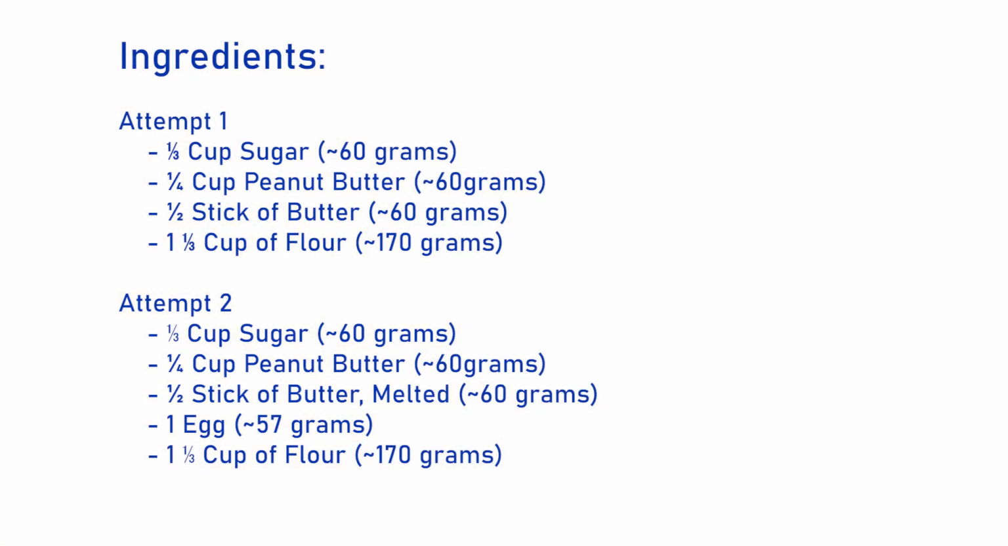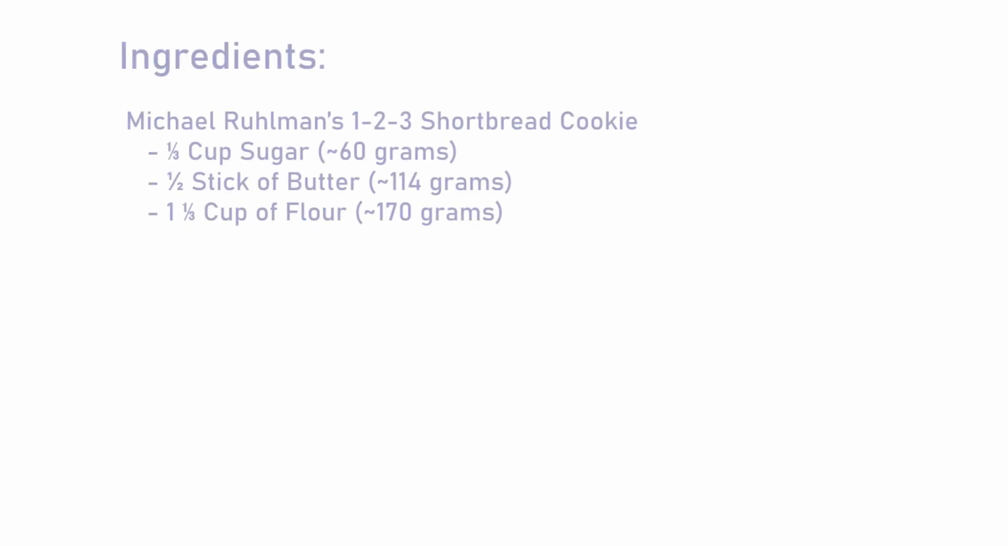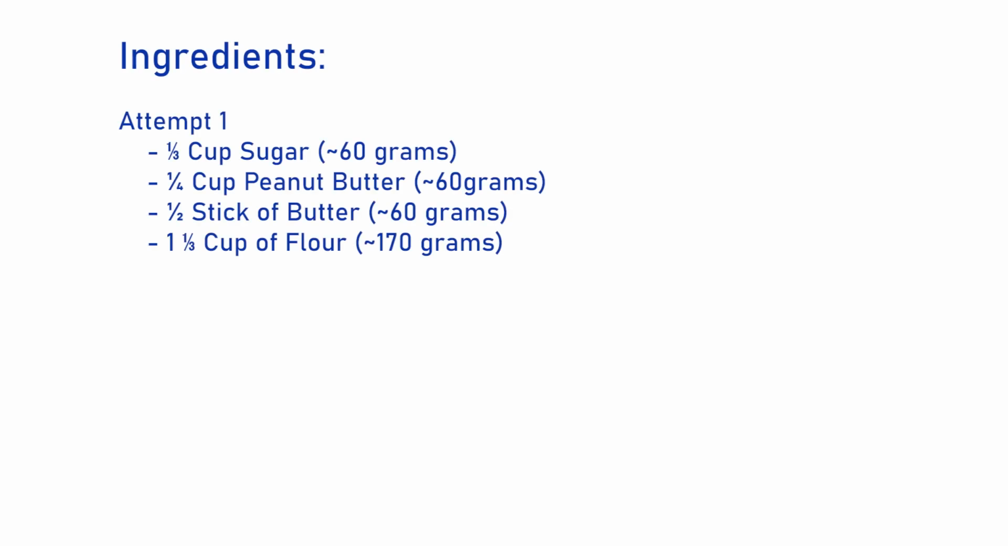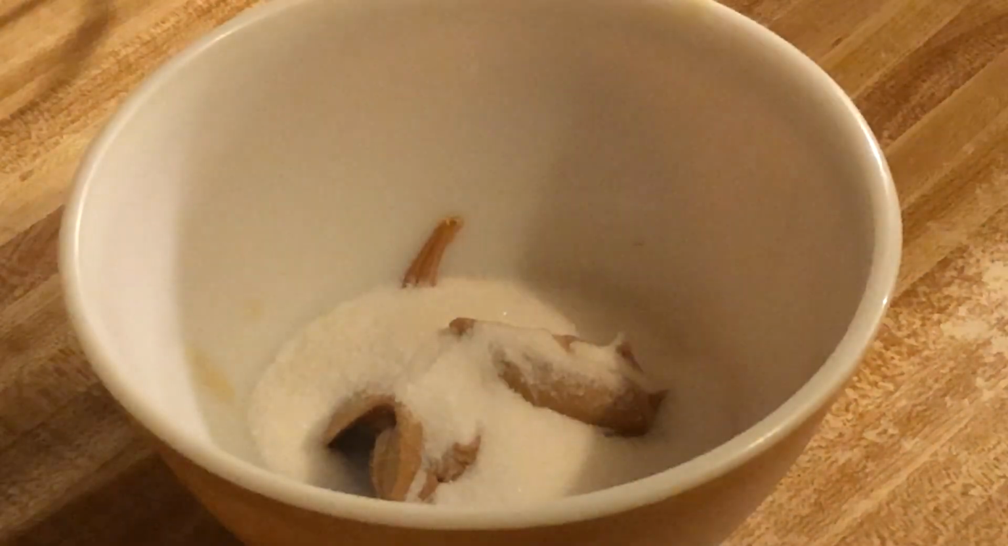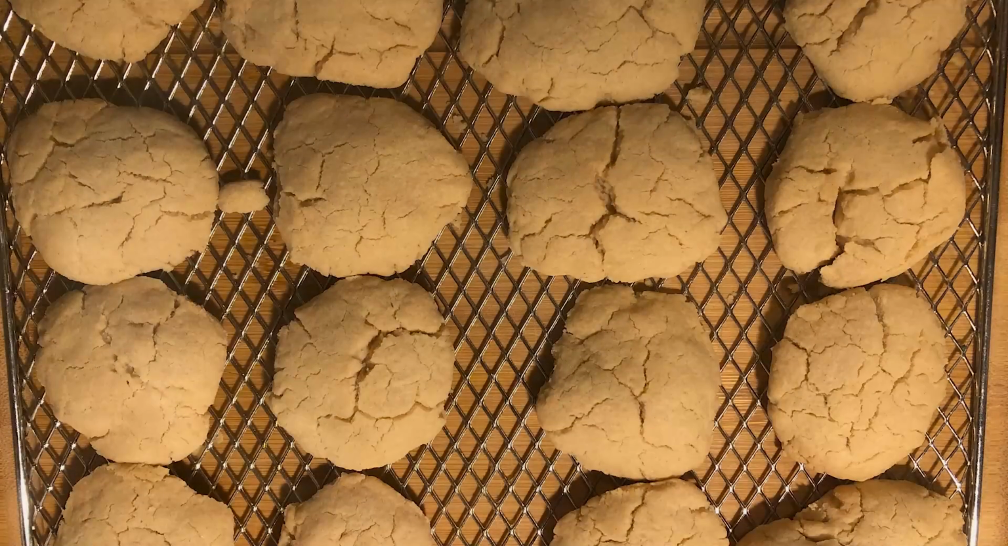Next up, we have our peanut butter shortbread, and the important takeaway from this recipe is you need to be okay with failure. My base recipe was Michael Roman's 1, 2, 3 shortbread cookie. I want to add a peanut butter flavor, and the ingredients for my first attempt are on screen now. Peanut butter being a fat similar to butter, I thought just do a half and half split, so half butter, half peanut butter. And the results of my first attempt are on screen now.